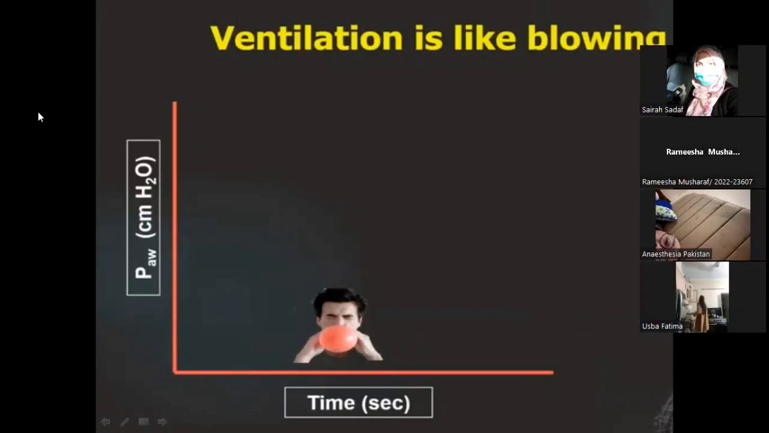Now, consider your lung, not your lung, the patient's lung as a balloon, okay? This is a balloon. This is the patient's alveoli or the patient's lungs. Consider it as a balloon and consider the ventilator is blowing air in a balloon, okay? So what will happen?